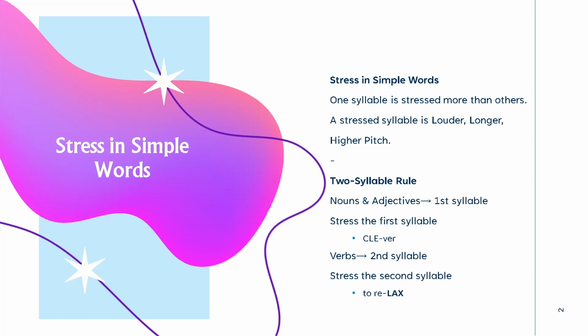We also have the two-syllable rule. For nouns and adjectives, the stress is usually on the first syllable, like table or clever. But for verbs, the stress usually moves to the second syllable, such as to relax or to begin. This shows that stress can even change depending on how the word is used.